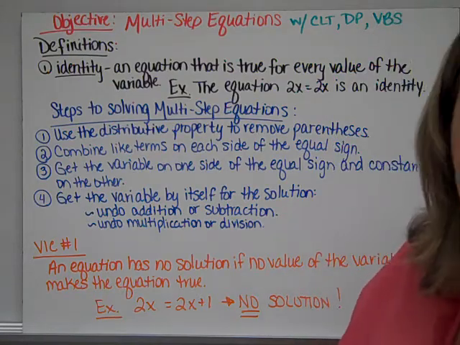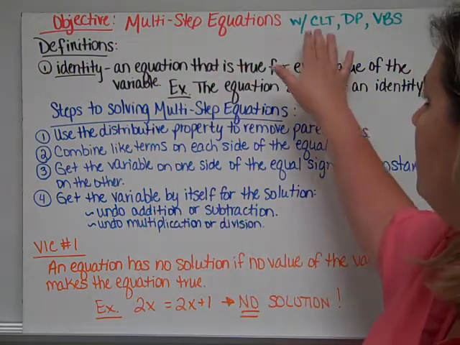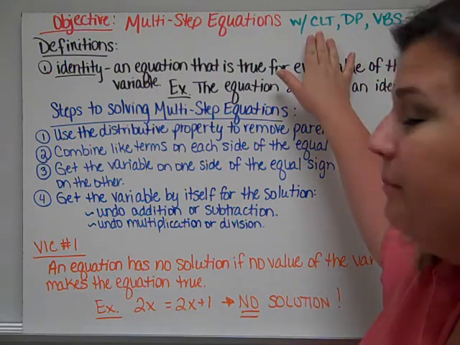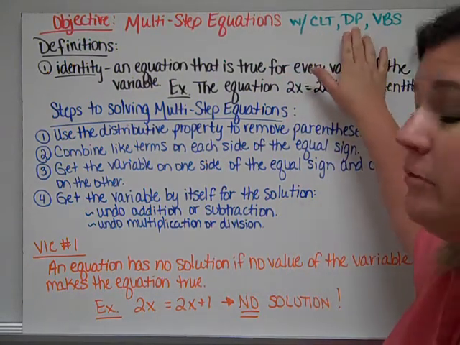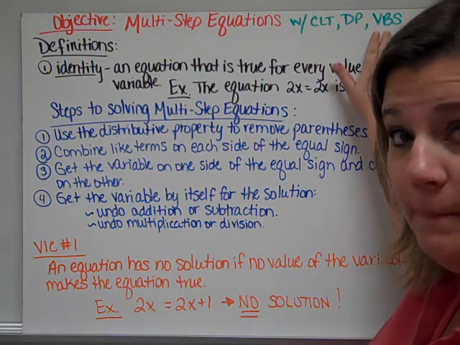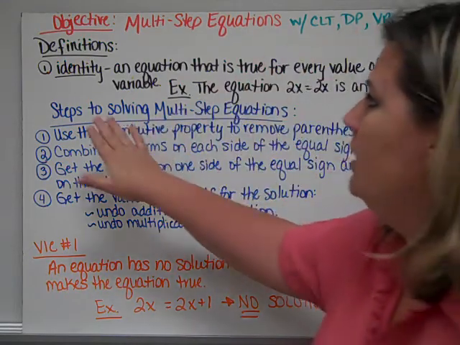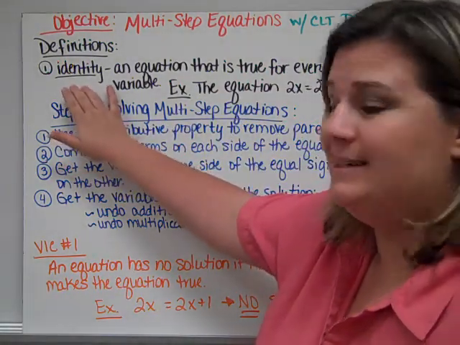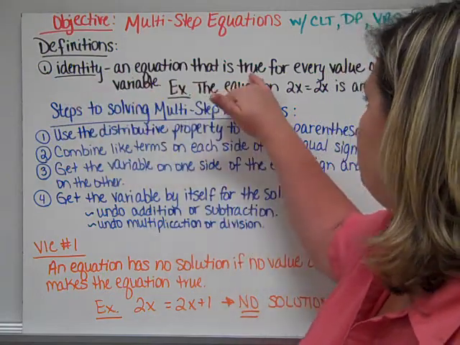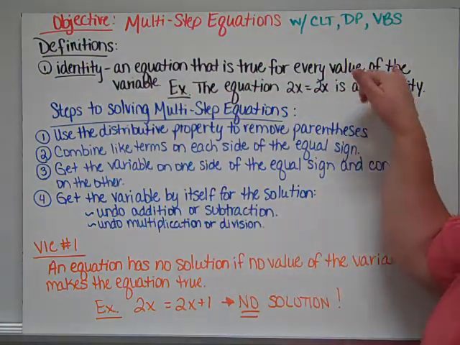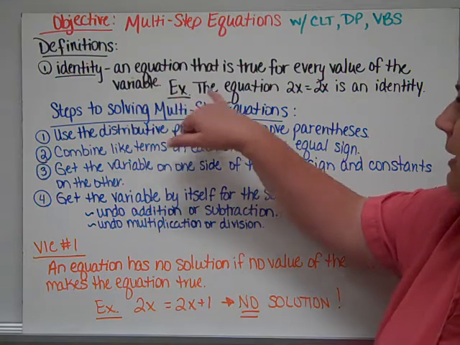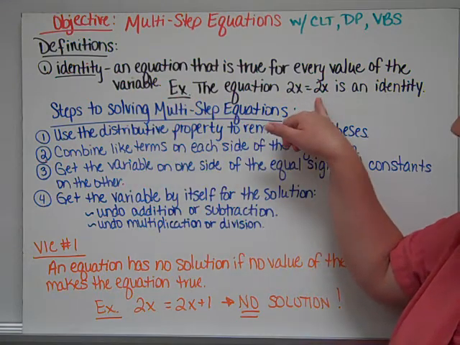Objective: multi-step equations with combined like terms, distributive property, and variables on both sides. Let's go over a definition. Identity: an equation that is true for every value of the variable. For example, the equation 2x equals 2x.